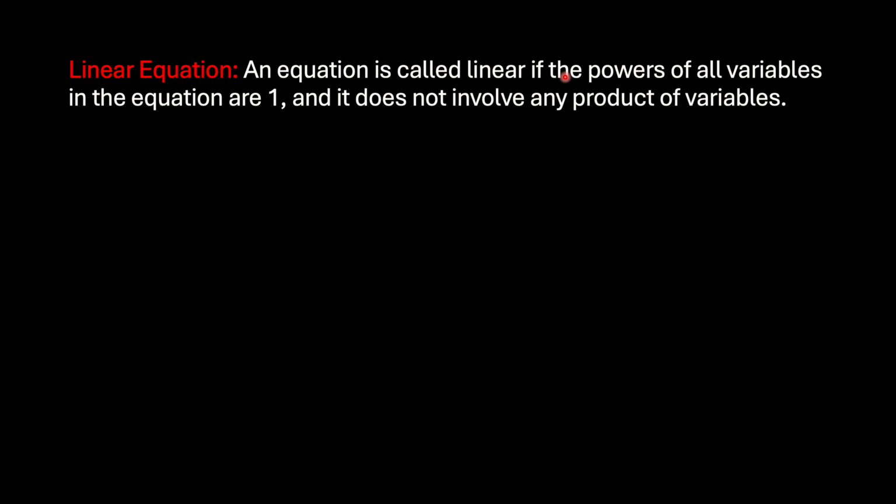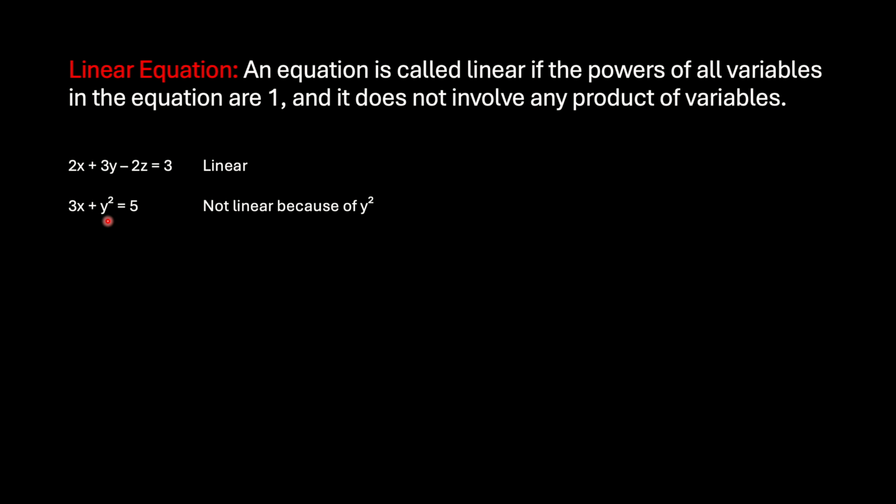An equation is called linear if the powers of all variables in the equation are 1 and it does not involve any product of variables. For example, 2x plus 3y minus 2z is equal to 3. This is a linear equation. Why? Because you see that all variables have the same power of 1. We see here x has power 1, y has power 1, z has power 1. That's why, and we don't have a product of variables.